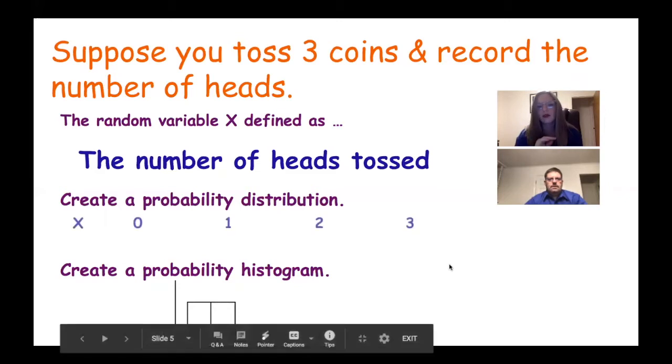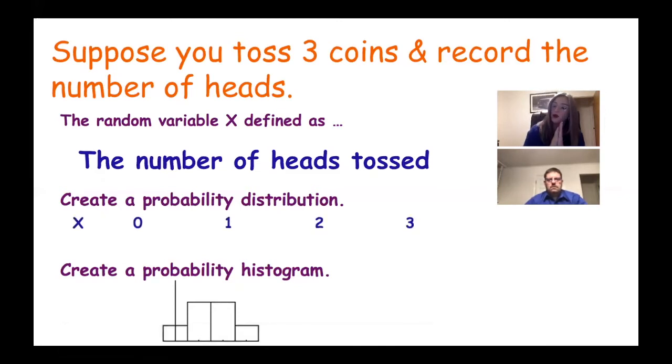If we want to create a probability distribution, then X can either be 0, 1, 2, or 3. And then we'd need to calculate the probabilities of each one of those occurring. So what's the probability that I have 0 heads? Are you asking me to tell you, or do you have it written down?